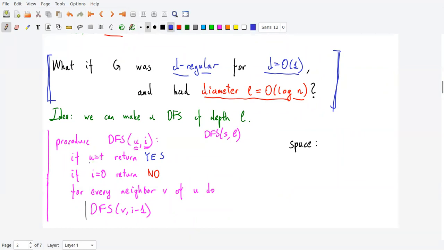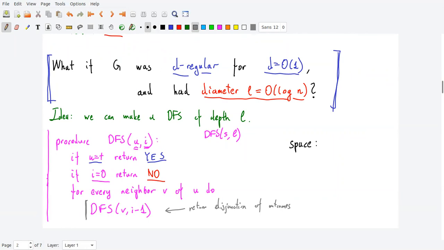If we are already in the target vertex, we return yes. Otherwise, if the counter is 0, so we cannot make any more steps, then we answer no. If not, then we simply apply the DFS to every neighbor of the current vertex, and we return the disjunction, the OR, of the outcomes.